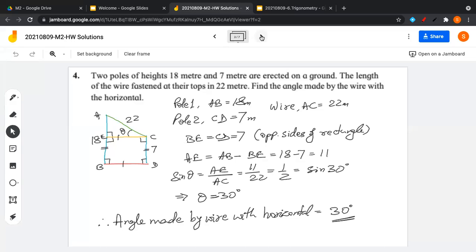One is 18 meters tall, another one is 7 meters tall, and they are again at a distance of what? Do we know at what distance they are? No, we don't know. We don't know how far they are, but we know that the taller pole is 18 meters long. The shorter pole is 7 meters long. So using those things, we can find out. And we also know that the wire that connects the top of the two poles is 22 meters long.